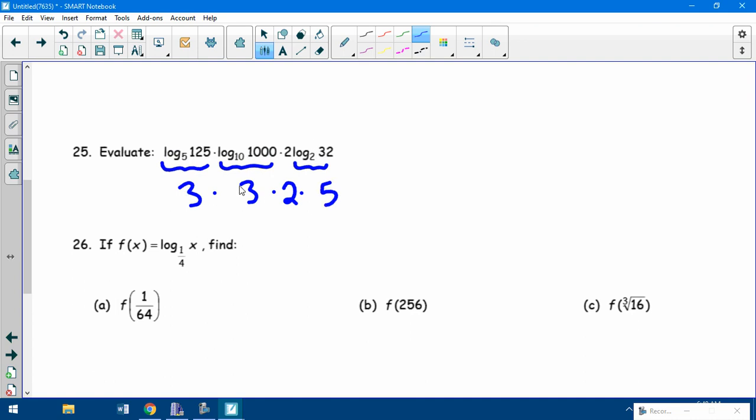So 3 times 3 is 9. 9 times 2 is 18. And 18 times 5 is 90. So that's how the answer here is getting 90 if you had issues. Okay?